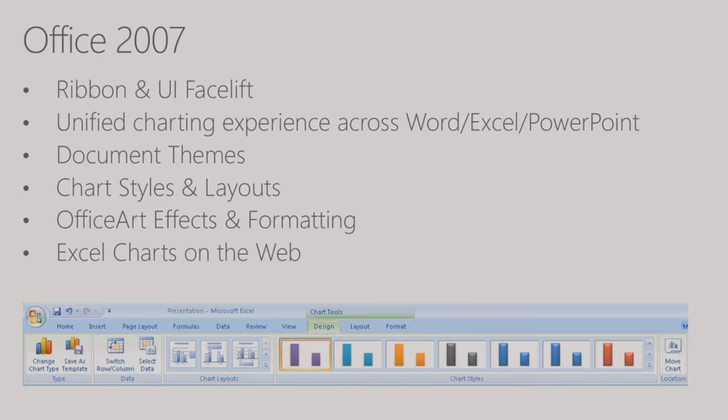And with that, we introduced Office Art Effects, giving you the fancier look of things like drop shadows and glows. And also, we allowed you to publish your charts to Excel Online. So it was a pretty groundbreaking release, with lots of new things happening.